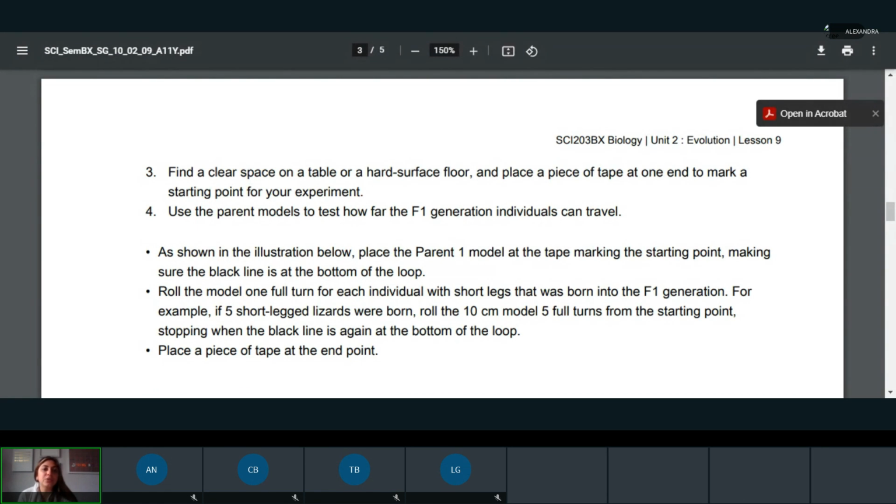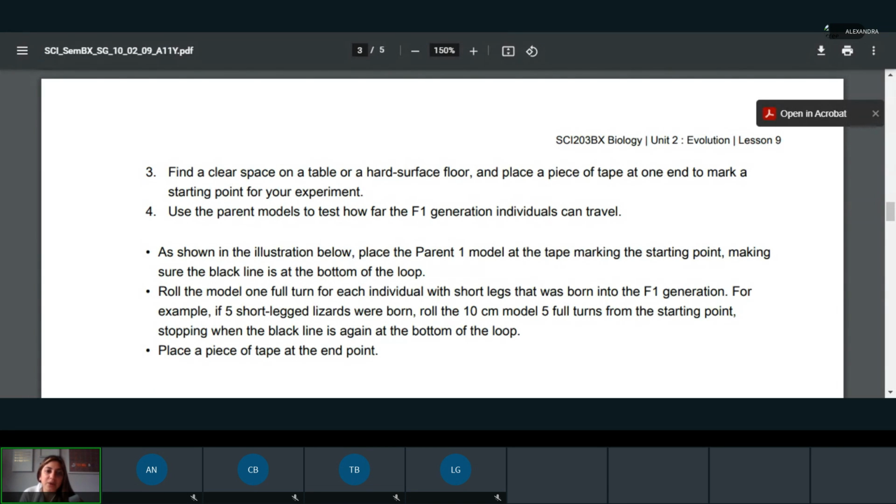Now you are going to use the parent models to test how far the F1 generation individuals can travel. So for example, I had 4 short-legged offspring. So that means I'm going to use my short-legged representation. I am using a pen as my starting point marker. I'm going to leave that right there. And then it says that you are going to roll the model 1 full turn for each individual with short legs that was born into the F1 generation.